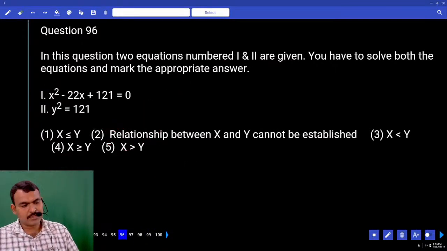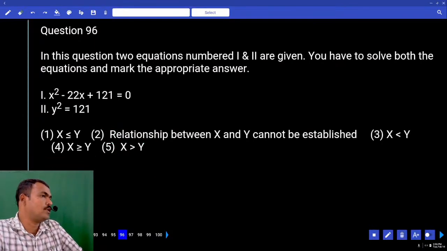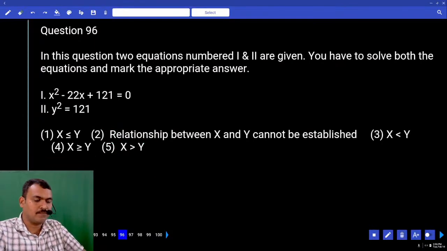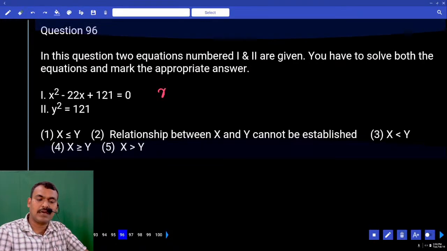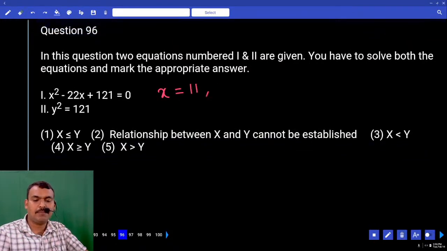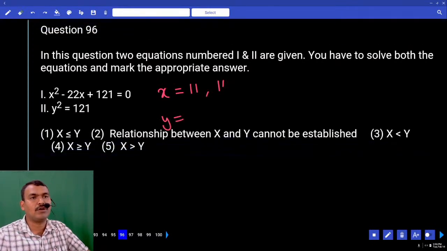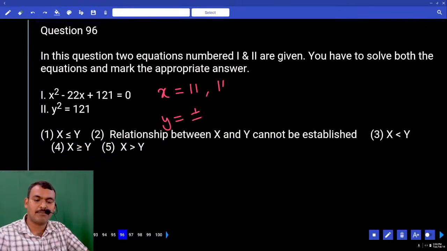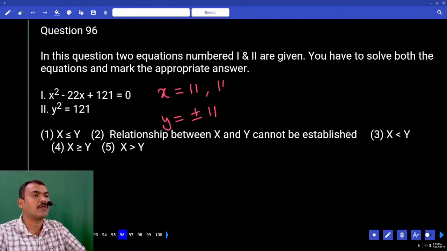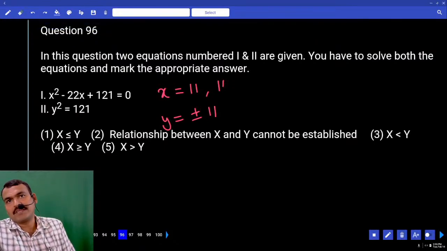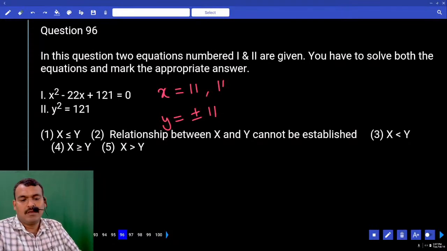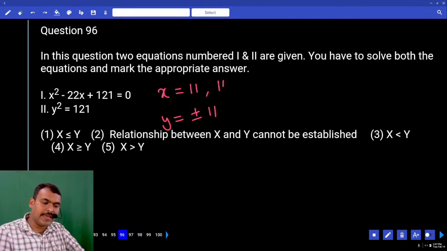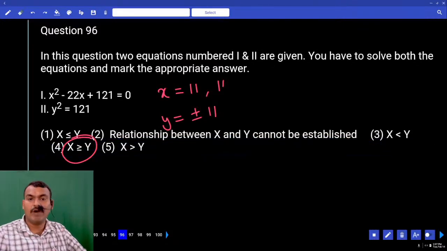Next, quadratic equations. X square minus 22x plus 121 equal to 0. Means x roots are plus 11 and plus 11, or not? Next y roots. Y square equal to 121. Y equal to plus or minus 11, or not? Okay. 11 compared to plus 11 equal. 11 compared to minus 11 greater. Then answer x greater than or equal to y.